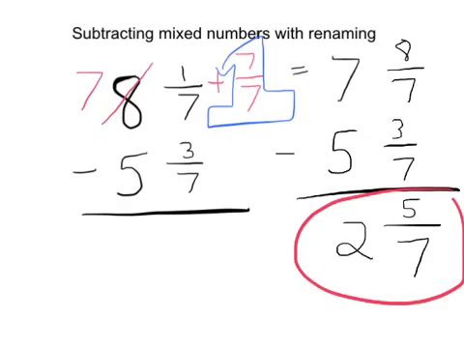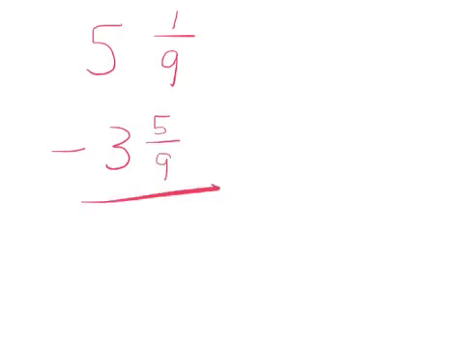Let's look at another example. So here's another example. Let's do 5 and 1/9, take away 3 and 5/9. And I notice first that my denominators are the same, so I don't have to worry about changing them into common denominators because I already have common denominators. But then I see my top numerator in my fraction, my top fraction is smaller than my numerator in my bottom fraction here. So that means I'm going to have to rename them.